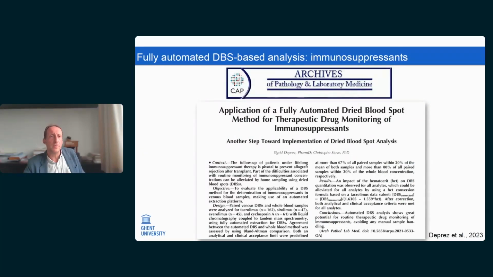Again, we already applied fully automated dried blood spot methods for therapeutic drug monitoring of immunosuppressants using real patients. And now we're also doing that for patient monitoring at home. So this is a field in which the clinical analysis of dried blood spots in the field of therapeutic drug monitoring is probably the most applied methodology.